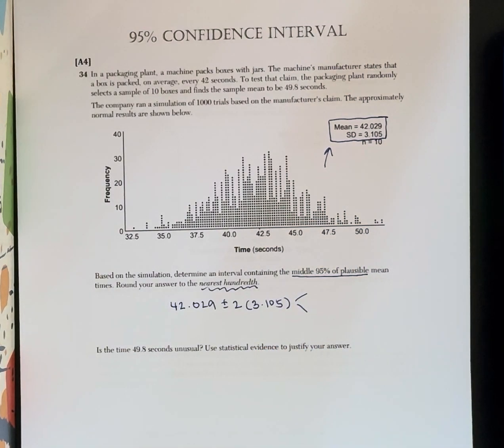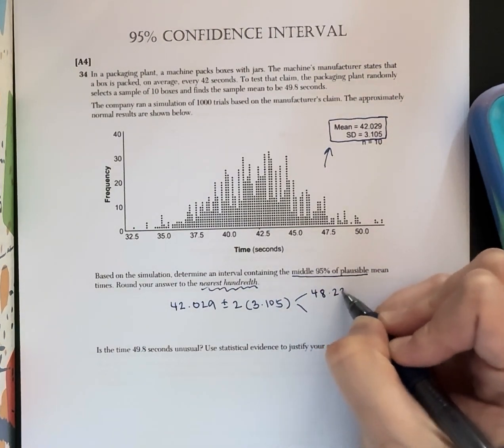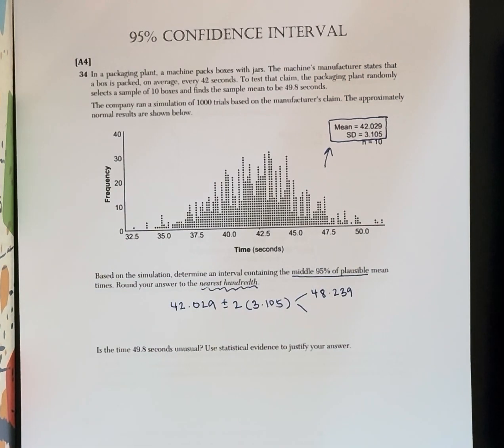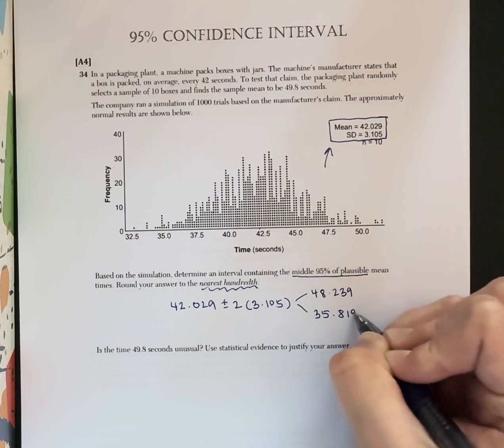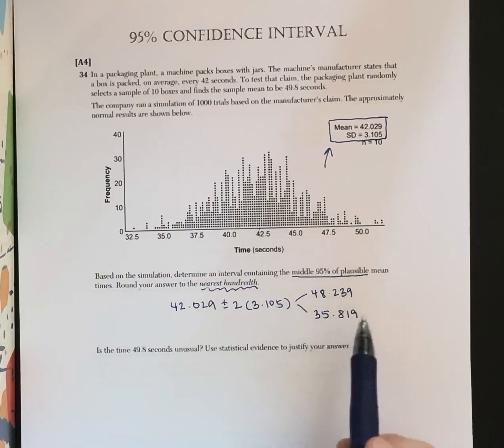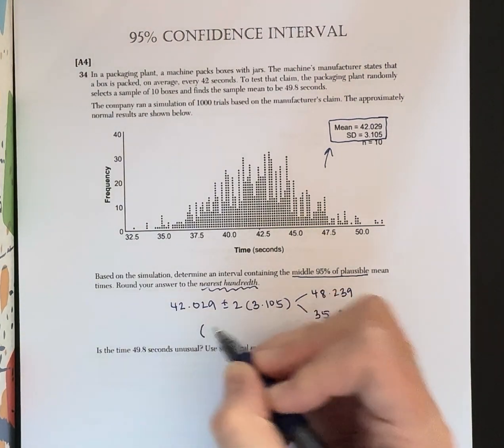So 42.029 plus 2 times 3.105 gives us 48.239, and then 42.029 minus 2 times 3.105 is 35.819. Now notice, I did not round correctly right now, so when I write my interval, that's when I'm going to do my rounding, but you could round whenever you wanted.